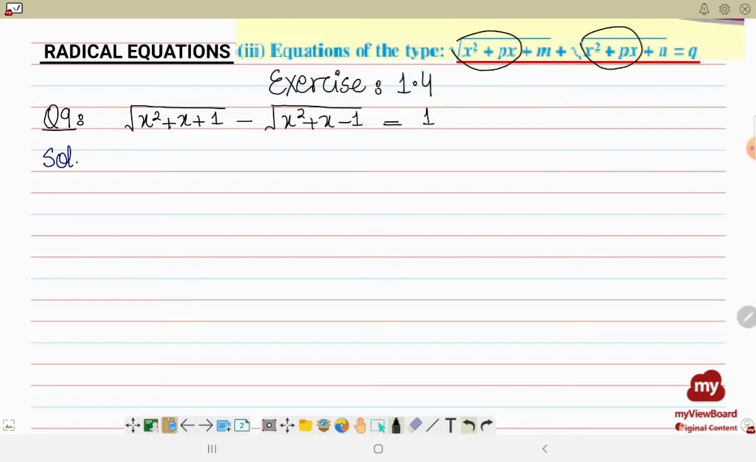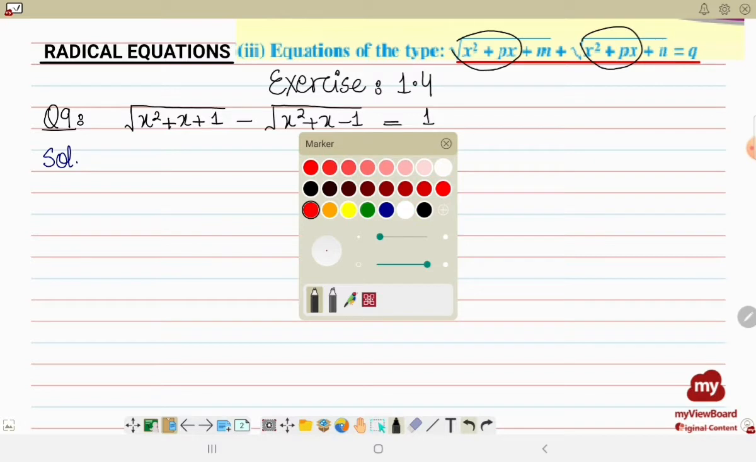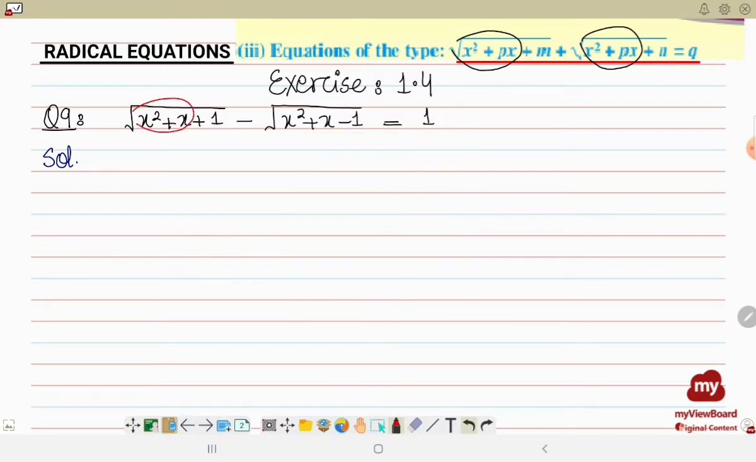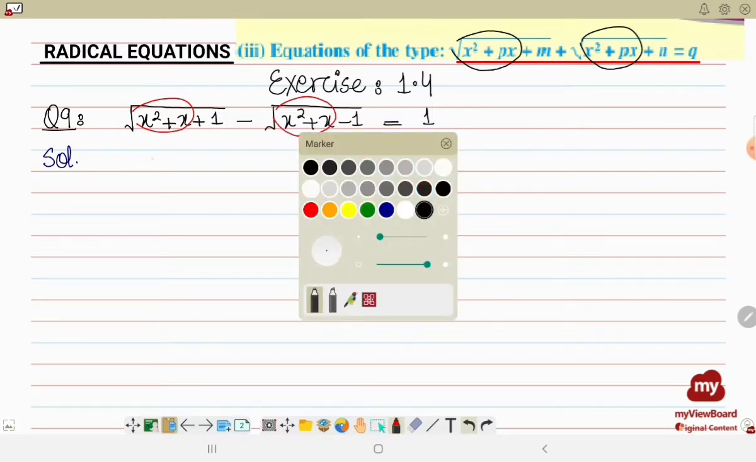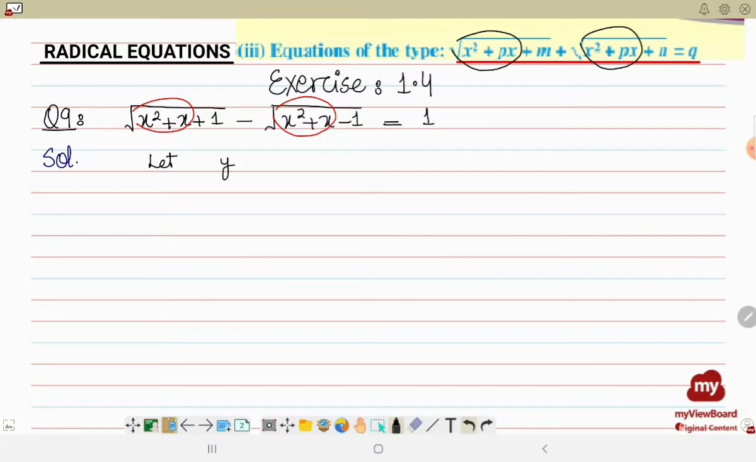Right, so in this let's solve question number 9 of exercise 1.4. Here we have x square plus x and x square plus x. The two terms are same, so we can easily do the substitution. So we can write that y is equal to x square plus x. So our equation 1 will become square root of, instead of x square plus x, we'll write y plus 1, and minus, instead of again x square plus x, we'll write y minus 1, which equals 1. So our equation has become simpler.